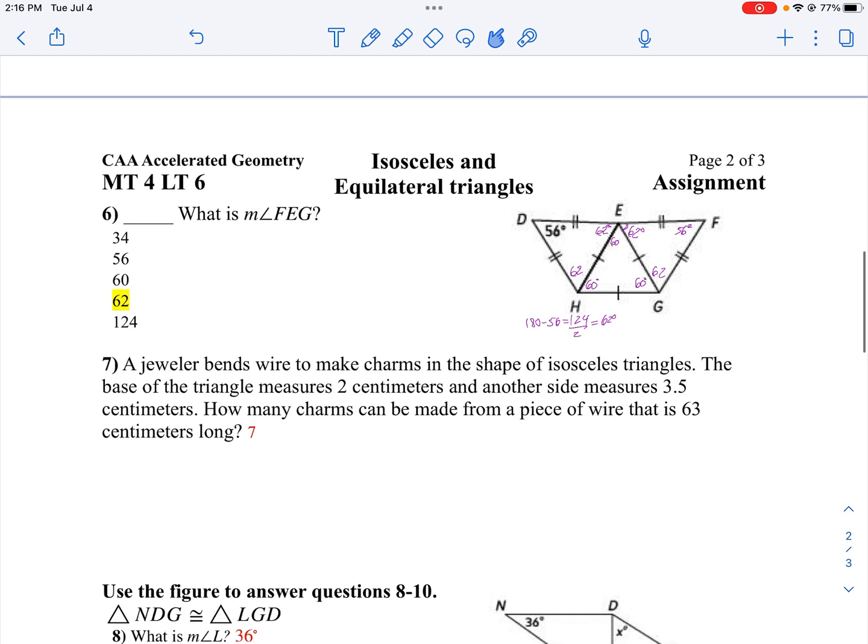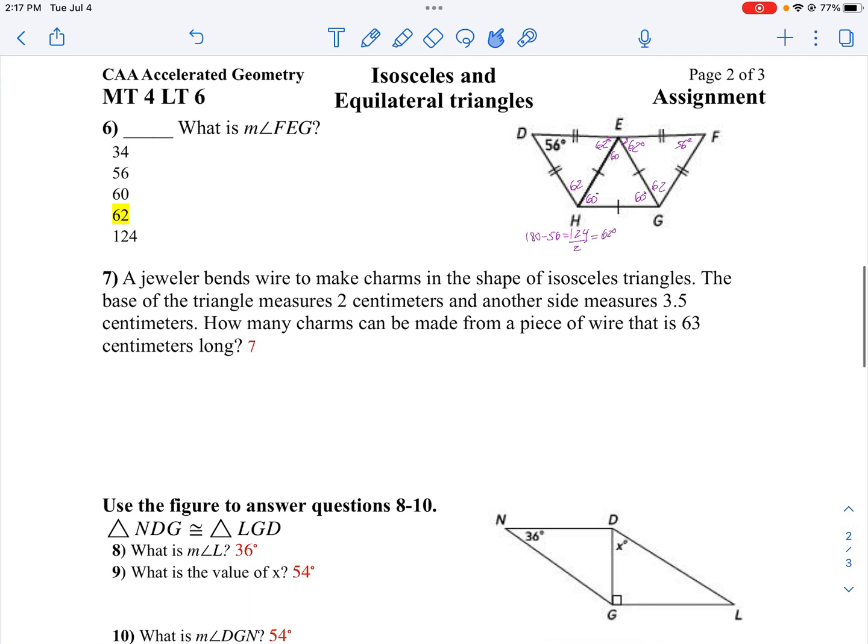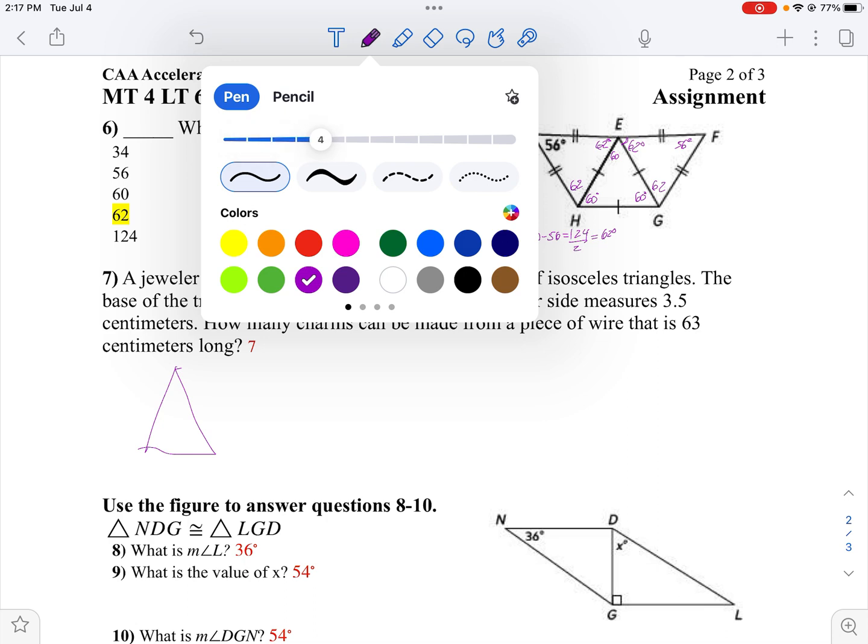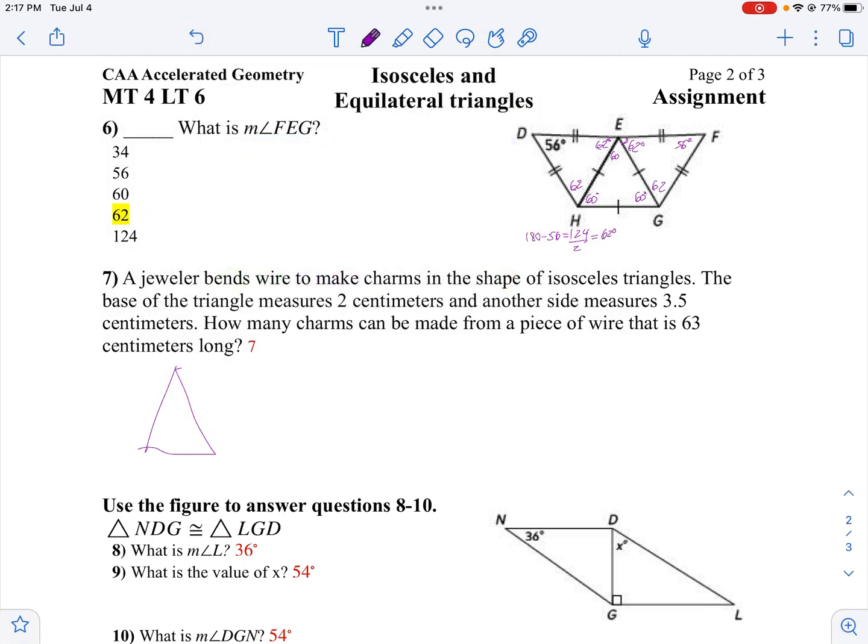On question number 7, we've got this jeweler that's making charms in the shape of an isosceles triangle. In my isosceles triangle, it says the base of the triangle is 2. And it says one side is 3.5, so the other side is 3.5. So the perimeter of this triangle would be 3.5 plus 3.5 plus 2. So each charm is going to take 9 centimeters to make.